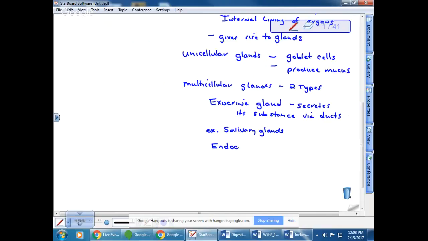So we have endocrine glands. This secretes hormones into the circulatory system. So rather than having ducts, the hormones are just in your blood and they are transported throughout the entire body, but the hormones will only bind to the cells that have receptors for them. So hormones bind to receptors on the surface of the cells.